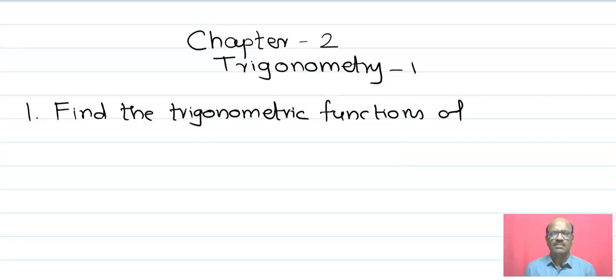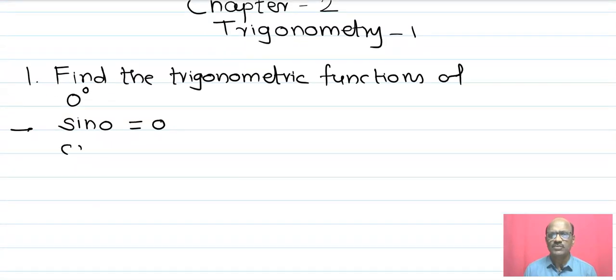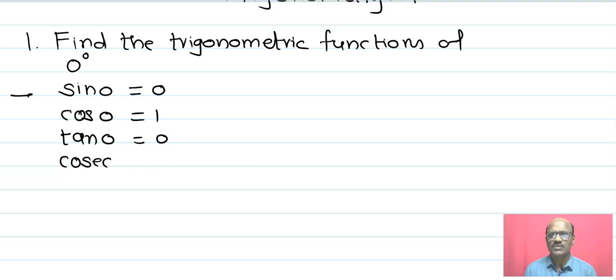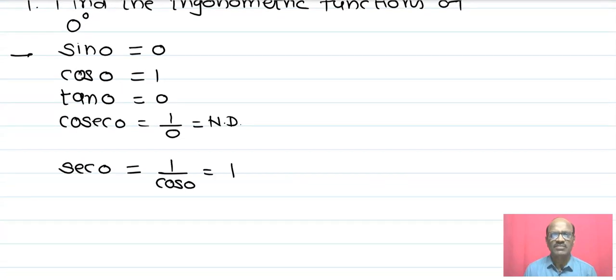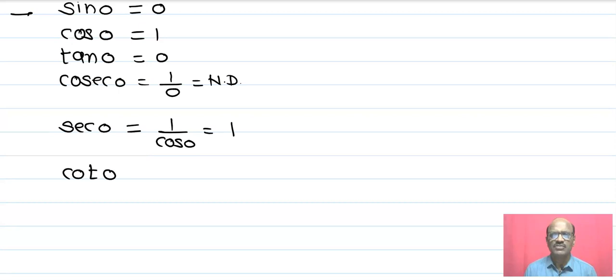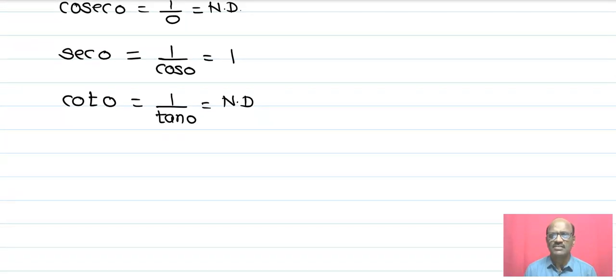Now let us start. Only the first question, how to find the values of the trigonometry functions at the different angles. Find the trigonometry functions. The first angle is 0, that is sine 0 is 0, cos 0 is 1, tan 0 is 0, cosec 0 is the reciprocal, 1 upon 0, which is not defined. Next, sec 0, that is 1 upon cos 0, that is 1 upon 1, equals 1. Cot 0, that is 1 upon tan 0, that is 1 upon 0, not defined. These are the values of the trigonometry functions at the 0 angle.